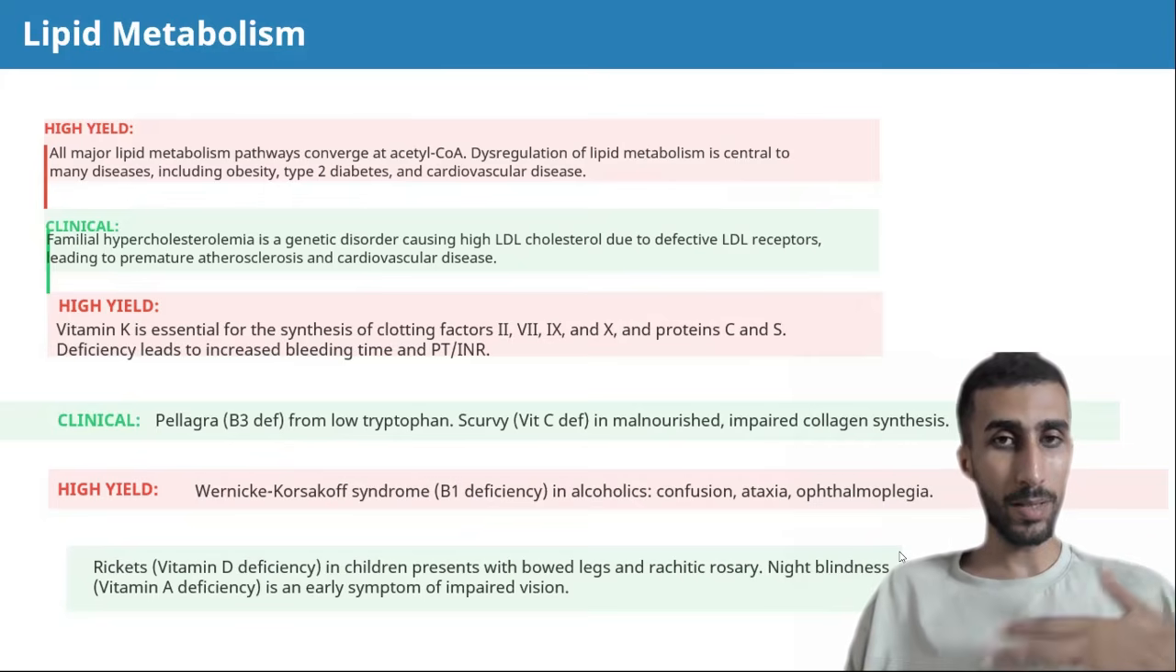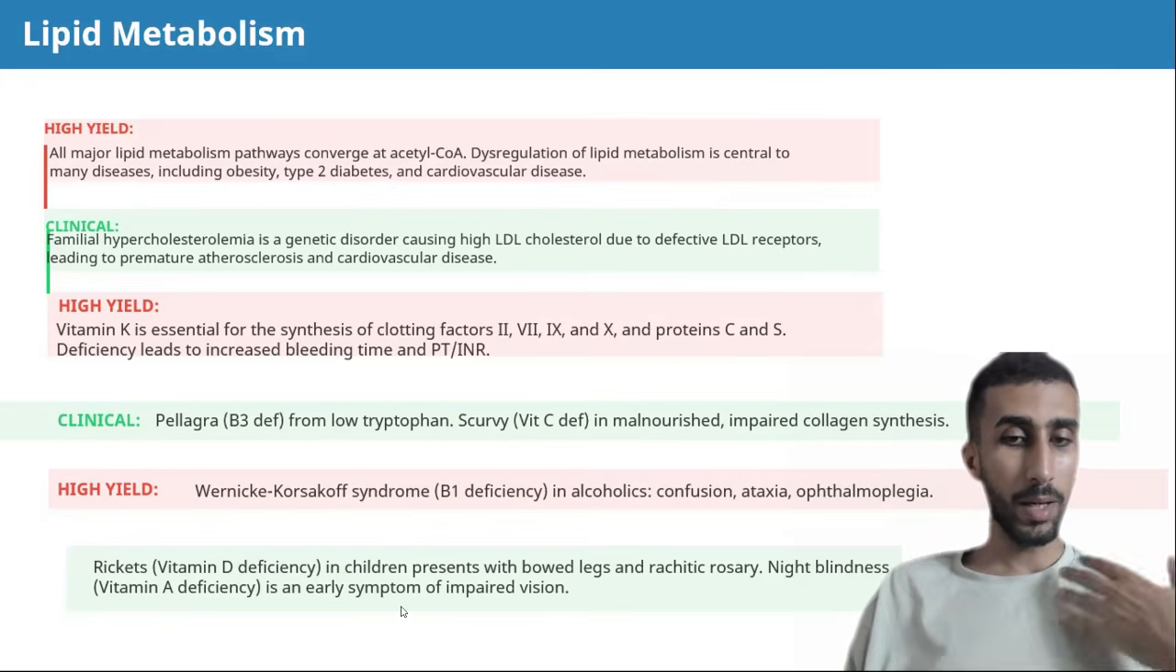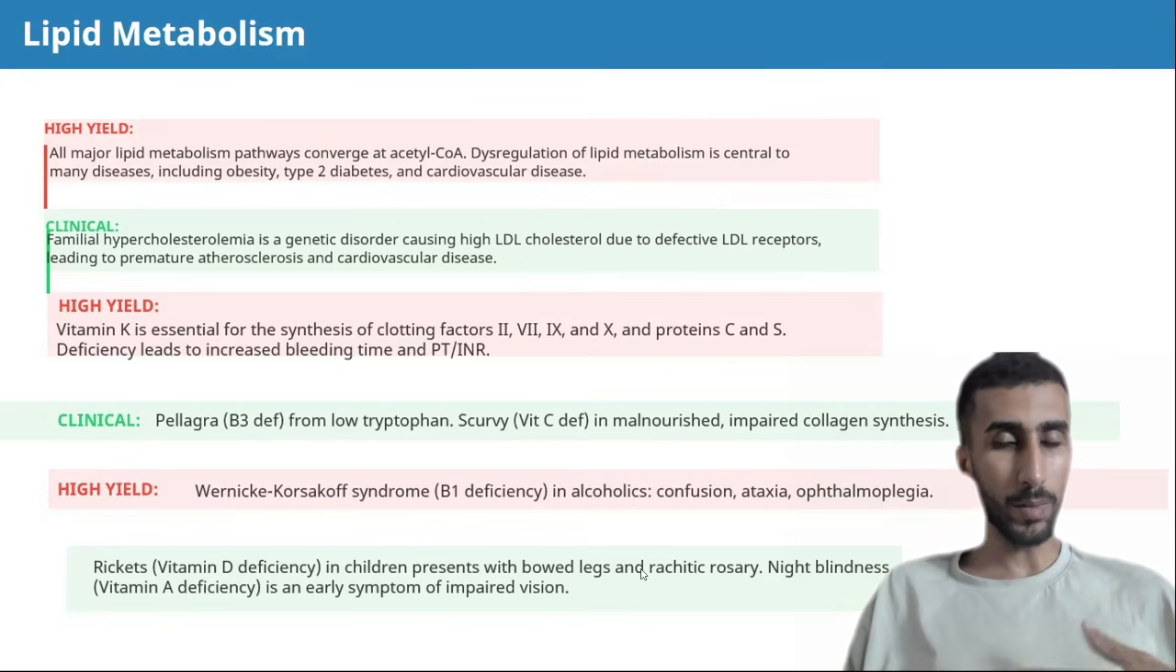Night blindness is related to vitamin A deficiency, very high yield. Vitamin A is related to healthy vision, and if we have vitamin A deficiency, we get early symptoms of impaired vision.